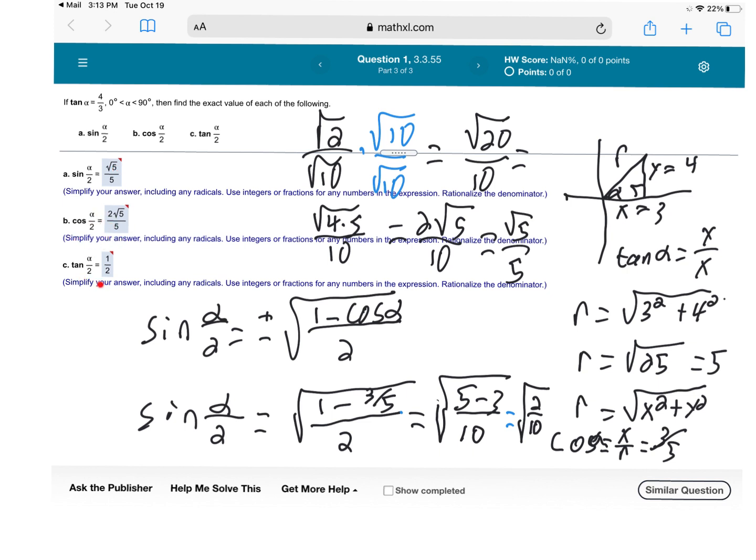Similarly, you work out these two just using the appropriate identity. Hope this helps.